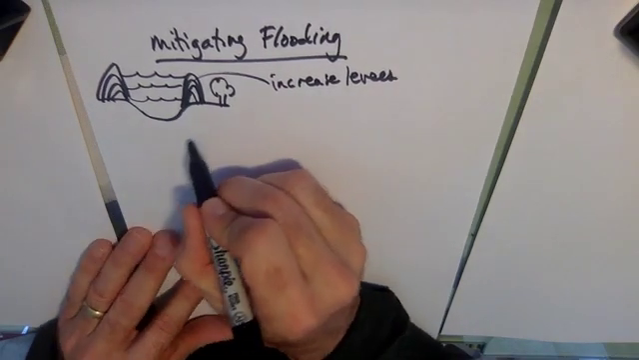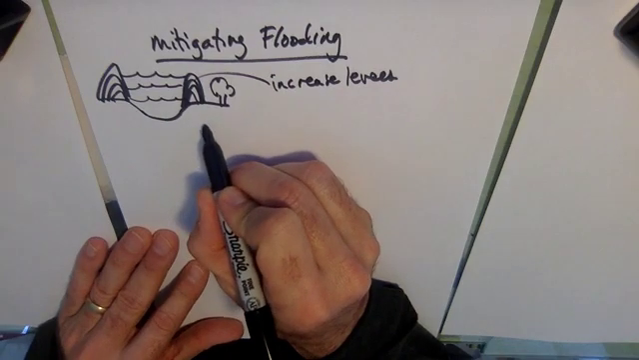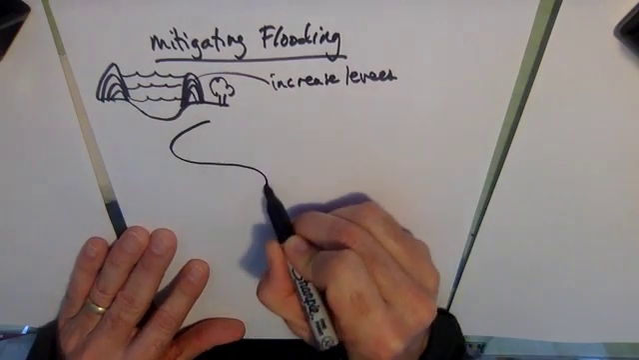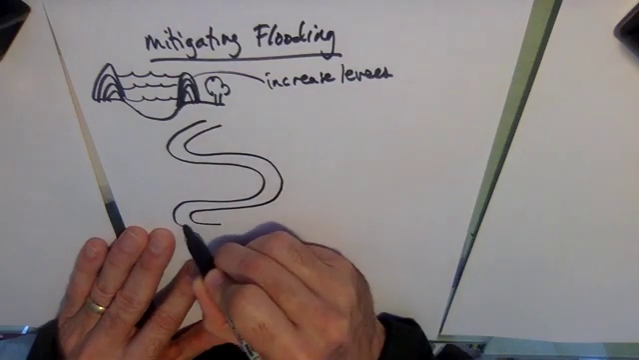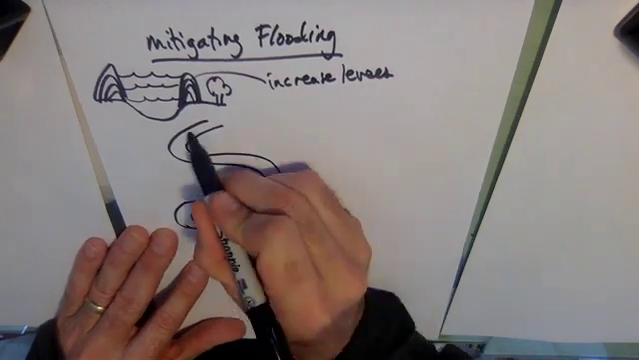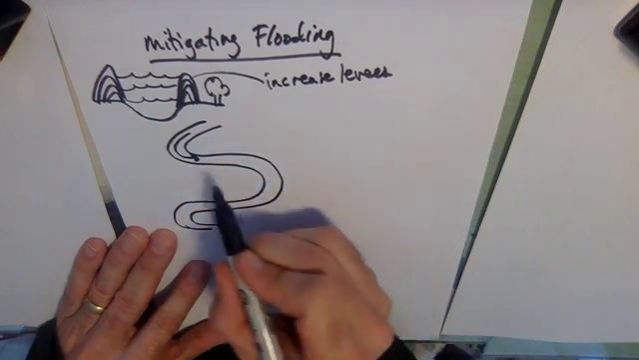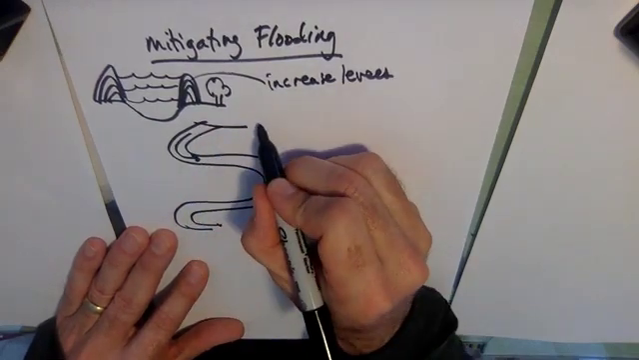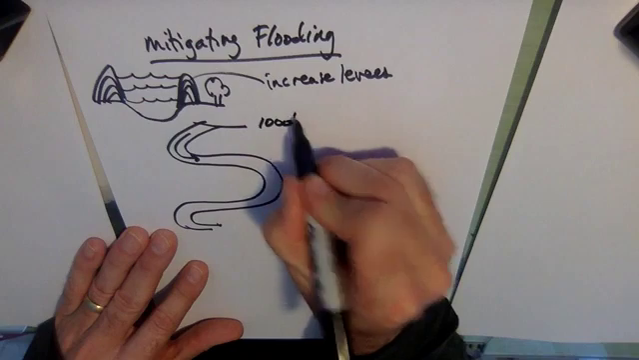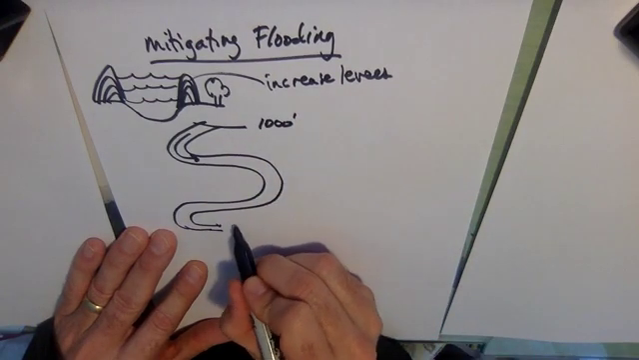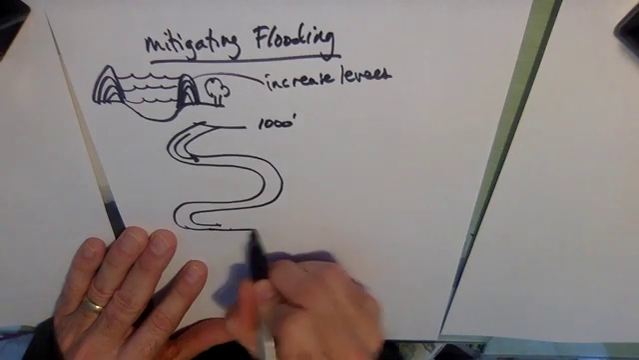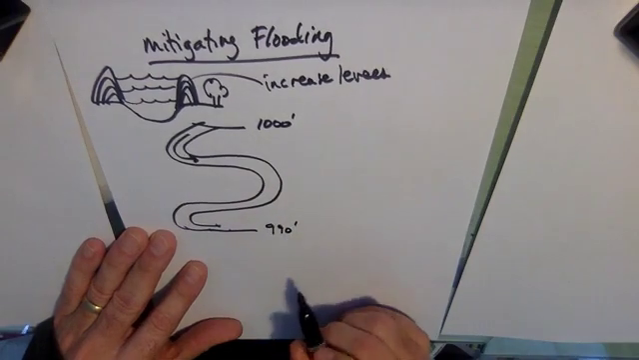Another possibility is to deal with the river itself. So imagine that we have a river that looks like this, a nice meandering river. The river is going this way, it's flowing downstream. And let's say that at this point, the elevation is 1,000 feet above sea level. And here the elevation is, let's say, 990 feet above sea level.